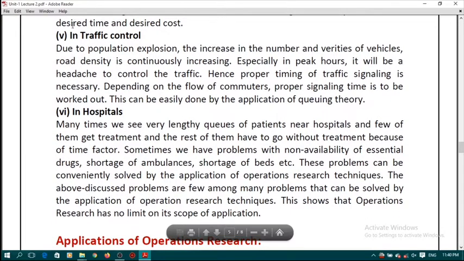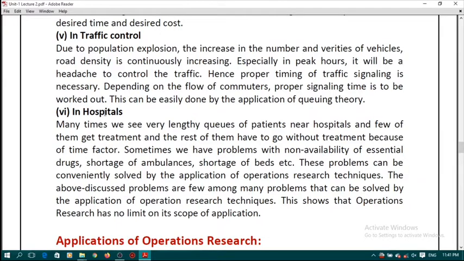Now you face this situation everywhere, in traffic control. Each and every person faces this traffic situation, and due to population explosion and the increase in the number and varieties of vehicles, road density is continuously increasing. Especially in peak hours, it is a headache to control the traffic. Hence, proper timing of traffic signaling is necessary. Depending on the flow of commuters, proper signaling time is to be worked out. This can be easily done by the application of queuing theory.